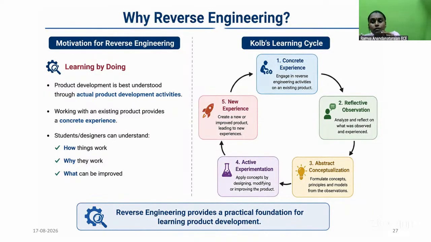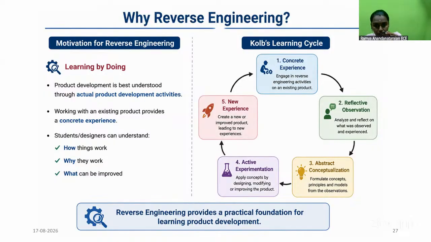Then reflective observation is the second step. That is, you analyze and reflect on what was observed and experienced. So observation is very important. After observation, you go for abstract conceptualization. That is, you formulate the concepts. You come up with ideas or new concepts, principles and models from the observation. So you experience, you observe, then you come up with new ideas. That is, you formulate concepts.